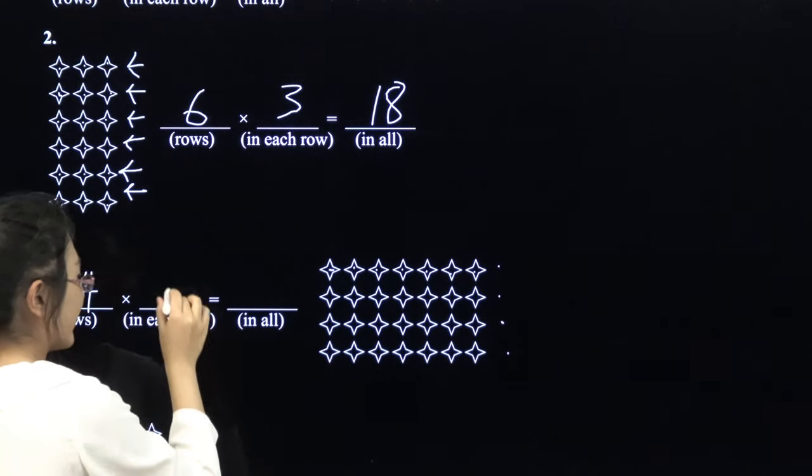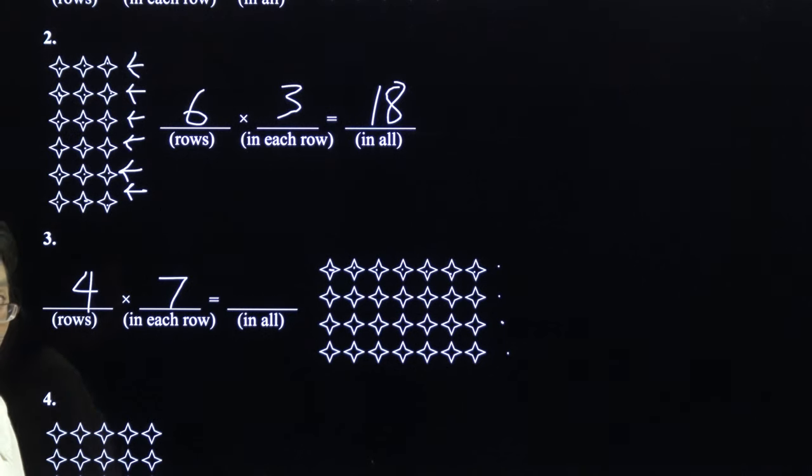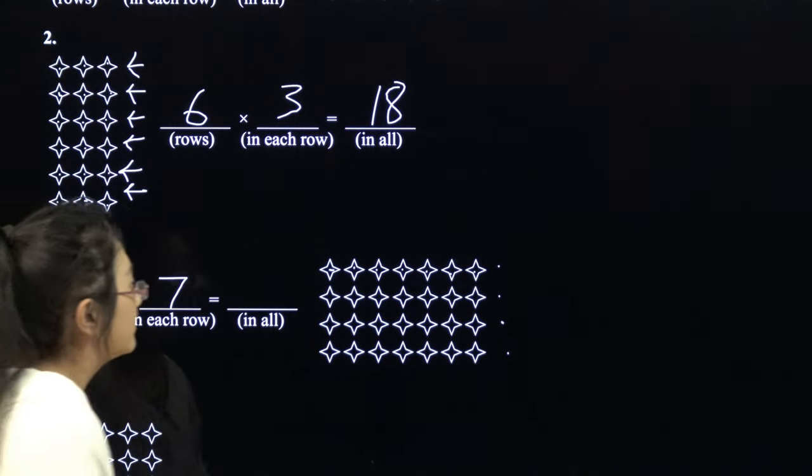1, 2, 3, 4, 5, 6, 7. 7 things in each row. 4 times 7 is equal to what? So, how many stars are there in all?